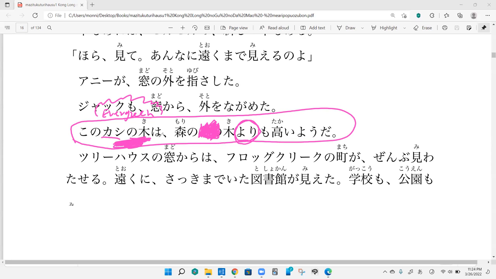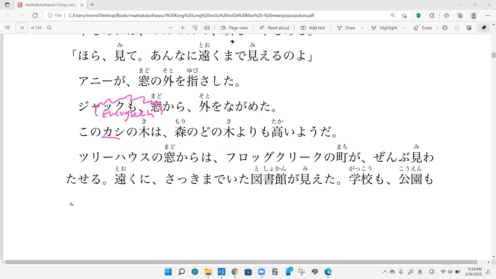The evergreen tree. Exactly. So dono is saying which. So this is basically saying no matter which tree from this forest, they are all smaller than the kashi tree. "Dono ki yori mo." So it doesn't matter which tree you pick. They will all be less tall than this tree. Perfect. Next is this guy.